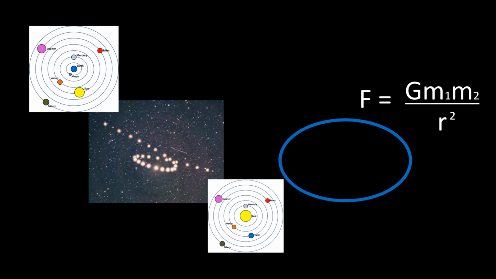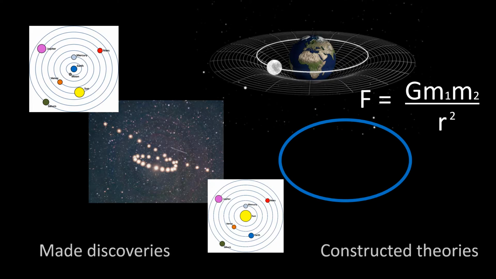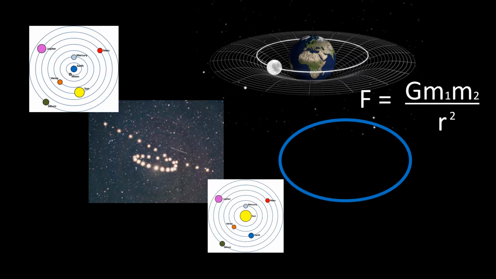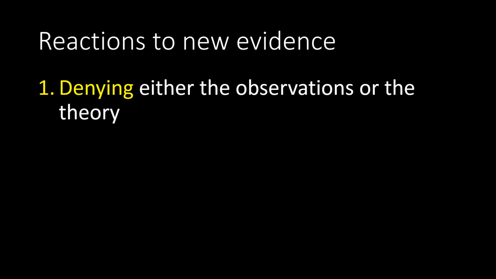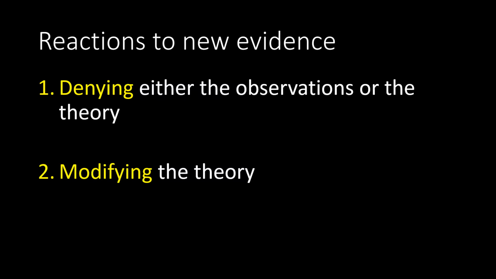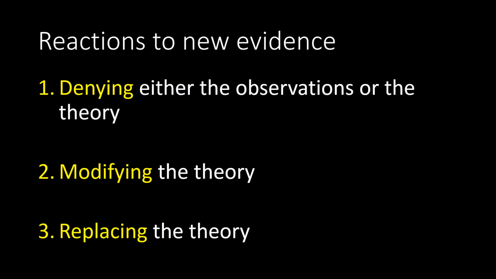We will learn how scientists from the ancient Greeks to the present made discoveries and constructed theories to understand the motions of the heavens. In the process, as new observational data called into question well-accepted theories, the scientific community reacted in one of 3 different ways: by denying either the observations or the theory, modifying the theory, or replacing the theory.